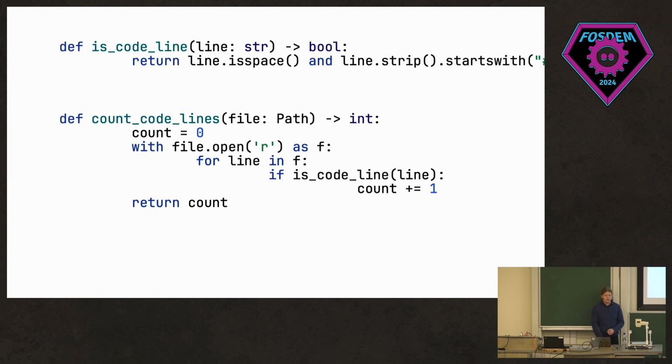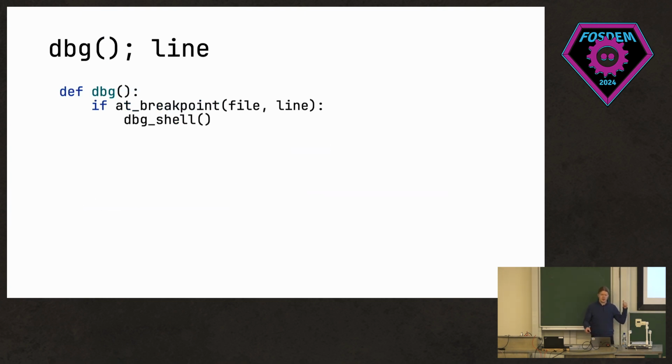The first idea that came to my mind was, we have this code, which is actually the code that was part of counter.py. The idea was we just place in front of every line a debugging statement, like a debug method that we define somewhere. Simply put, in this debug method we check, are we currently at a breakpoint in this file and line? And if yes, we open some kind of debugging shell. If you've ever used PDB before, that's essentially the PDB shell that we could be opening.